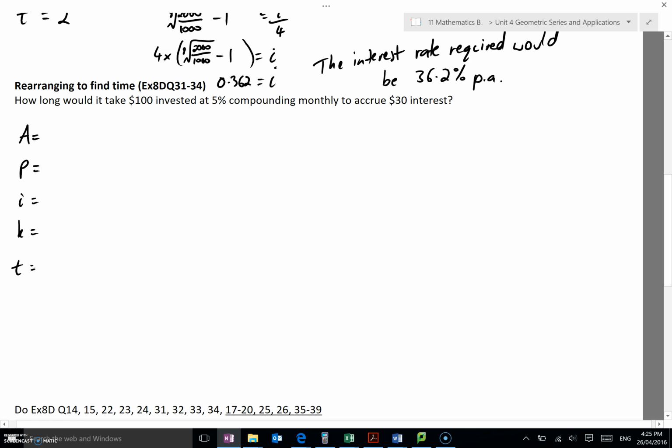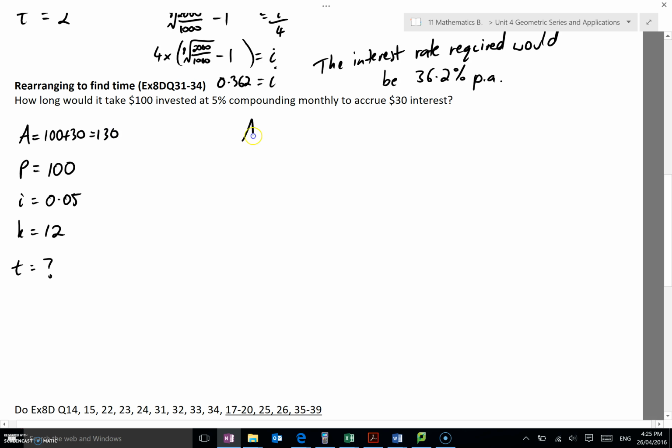Okay, let's see, how long will it take for $100 invested, so that's my principal, at 5%, compounding monthly, to accrue $30 interest. So I don't know the time. I know there's $30 interest, so the amount will be 100 plus 30, or $130 in the end.